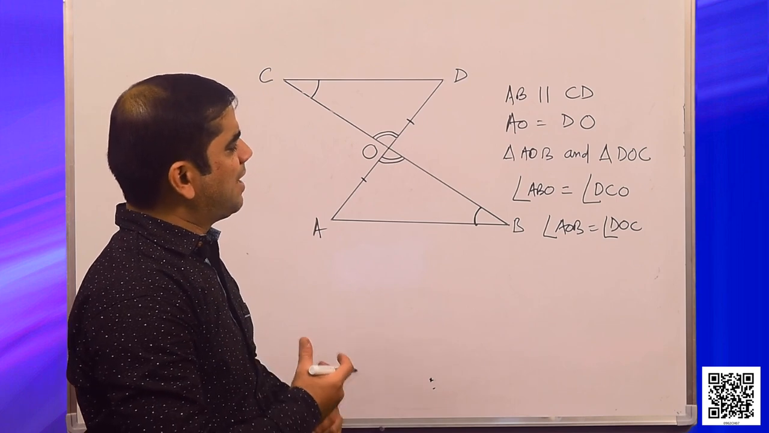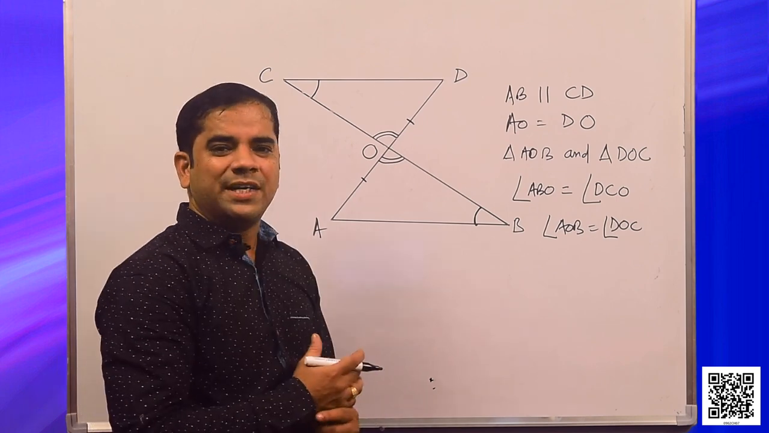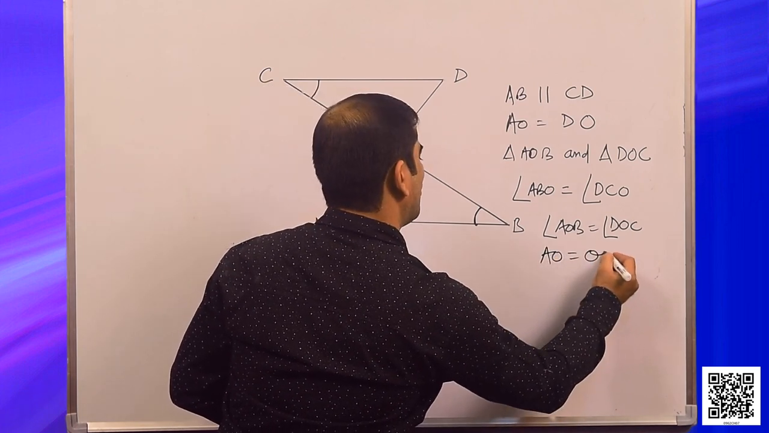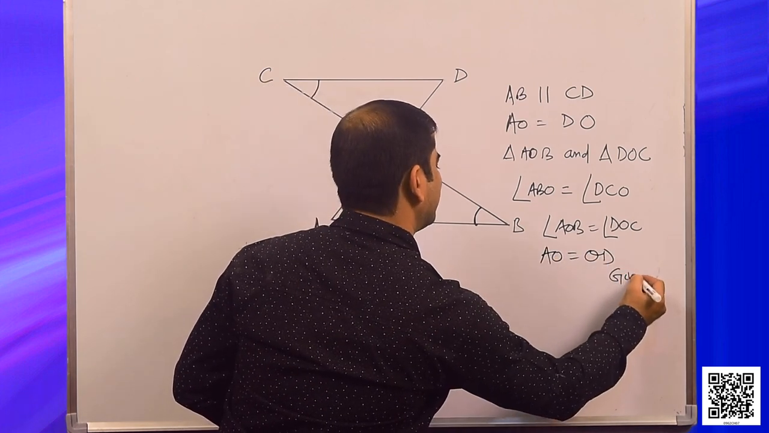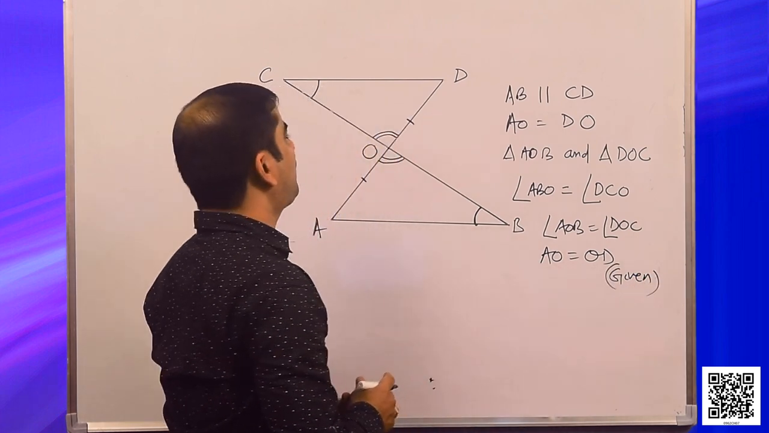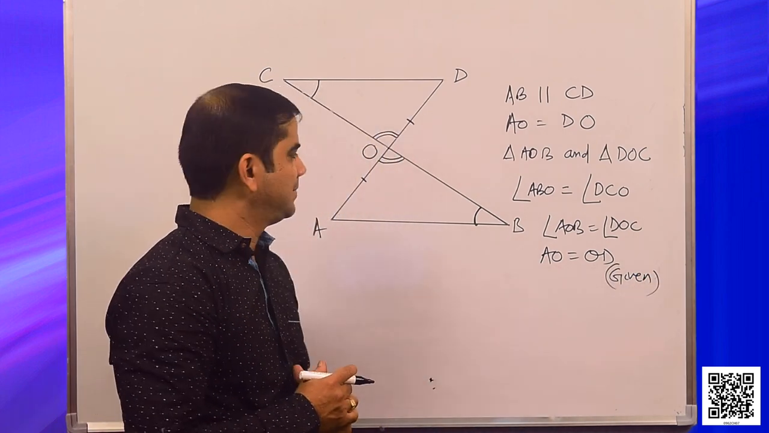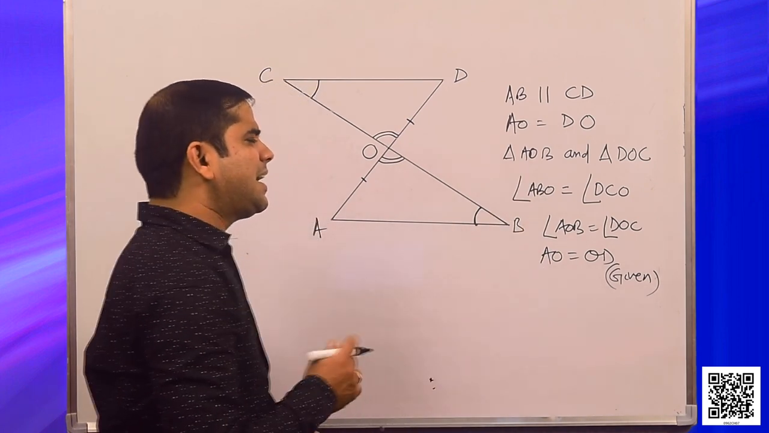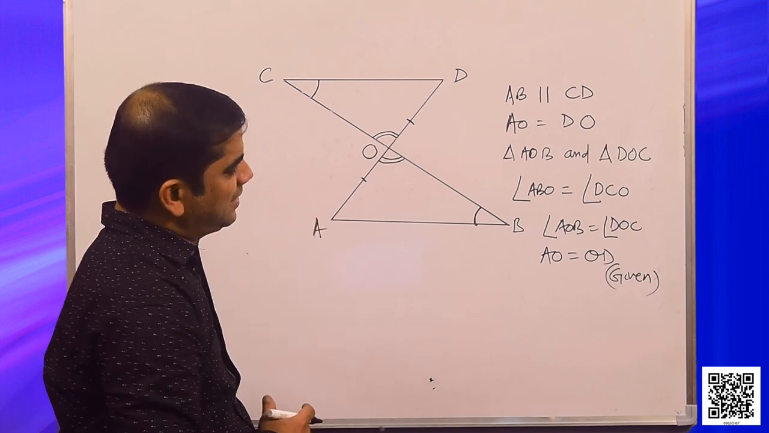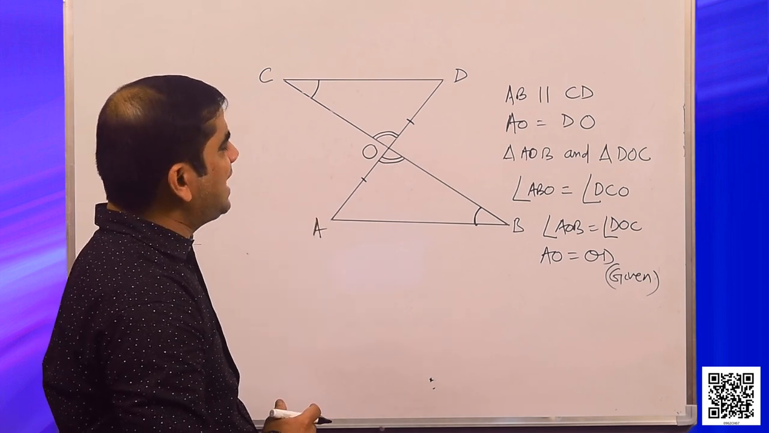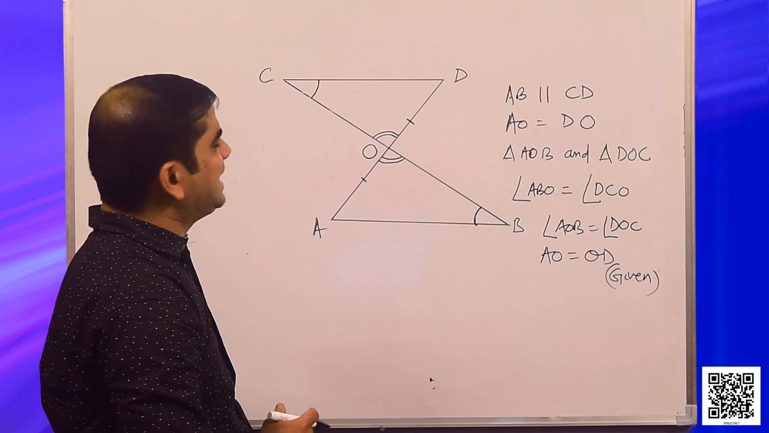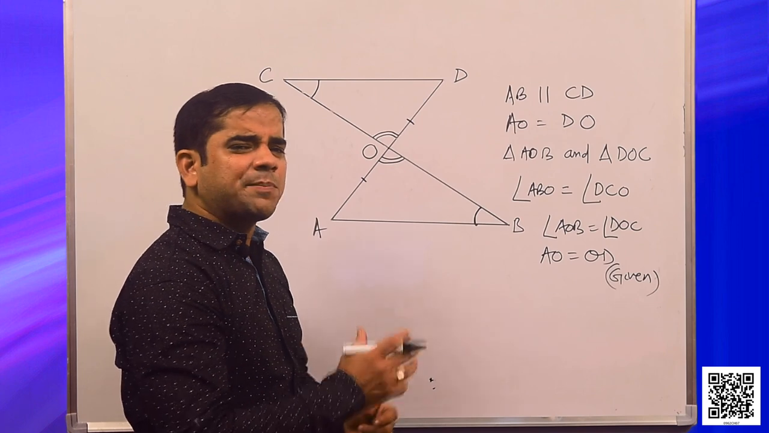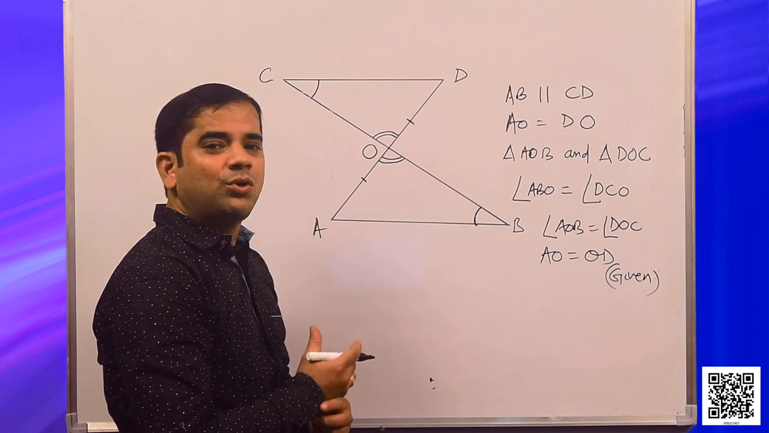What other data do we have? We have AO is equal to OD. That is our given data, as O is the midpoint of AD. So, we have two angles and a side. Let us see whether this side is the included side, or a corresponding side to the other two angles.